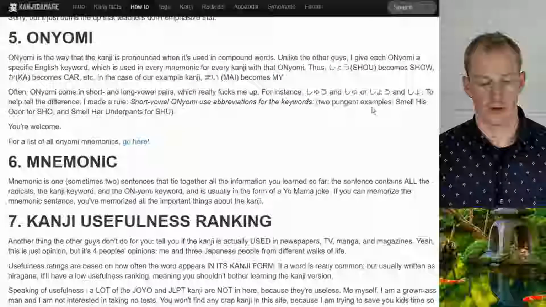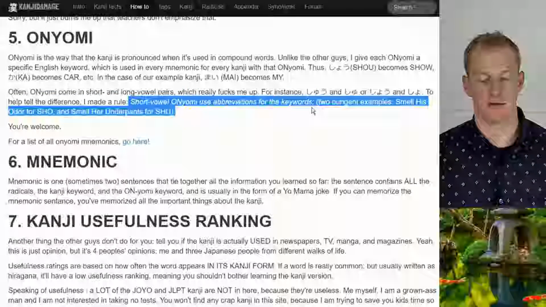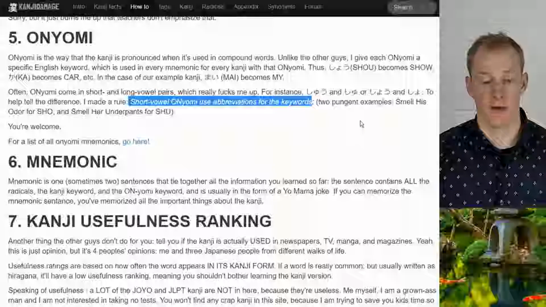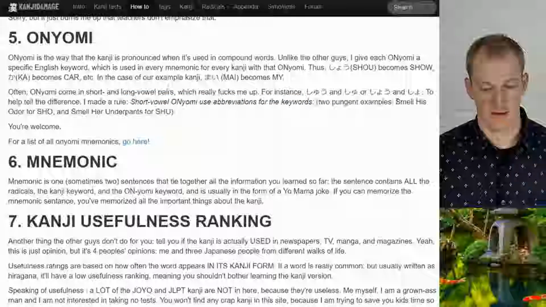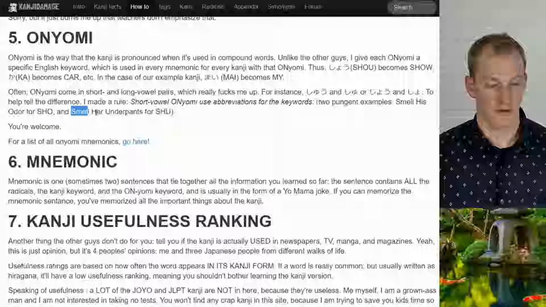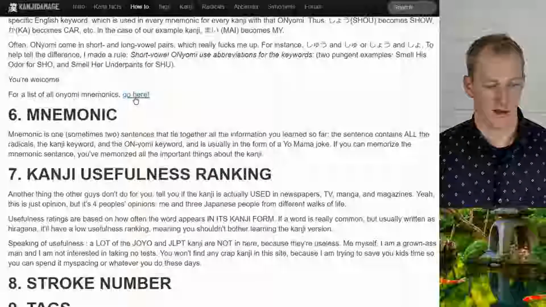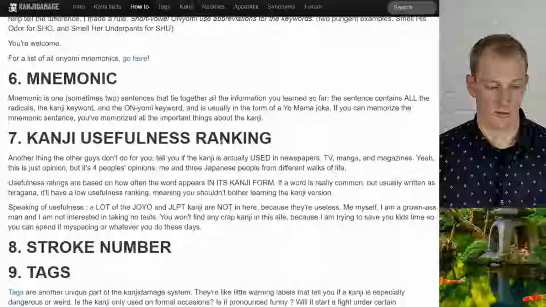And then we have some long and short ones. So what he does is come up with other acronyms, I guess, to help remember this. So SHU or SHO will be "smell his odor, smell her underpants." Okay, and again, he'll incorporate this into the mnemonic. And there's a whole list of them, which we'll check out later.